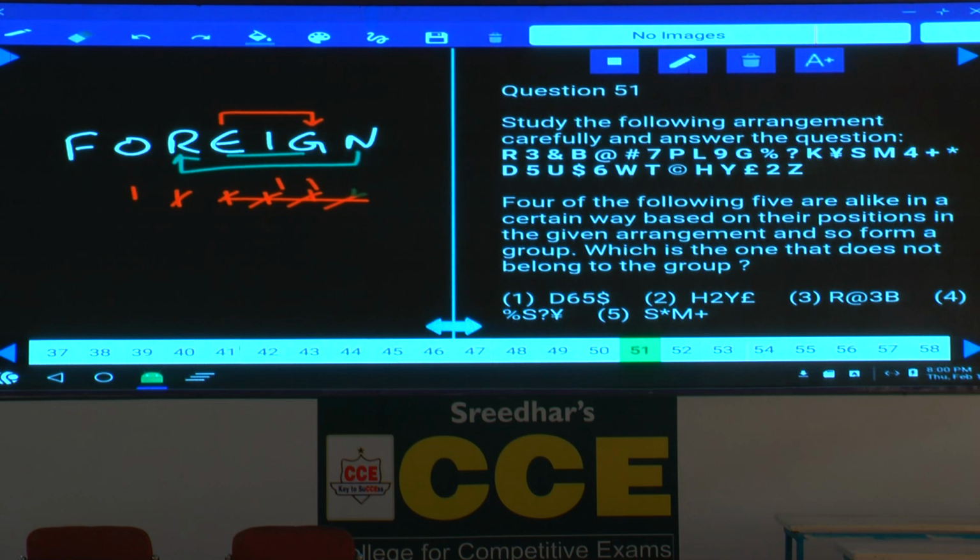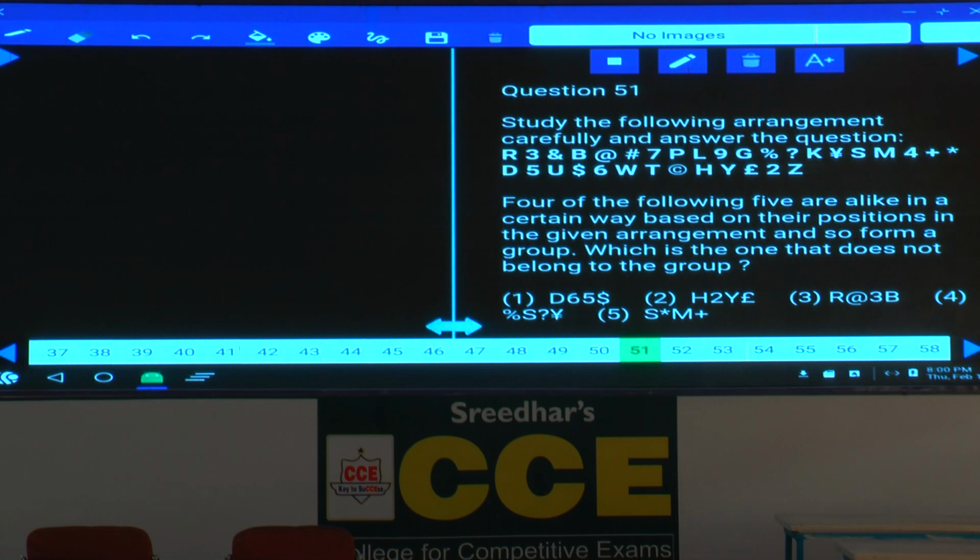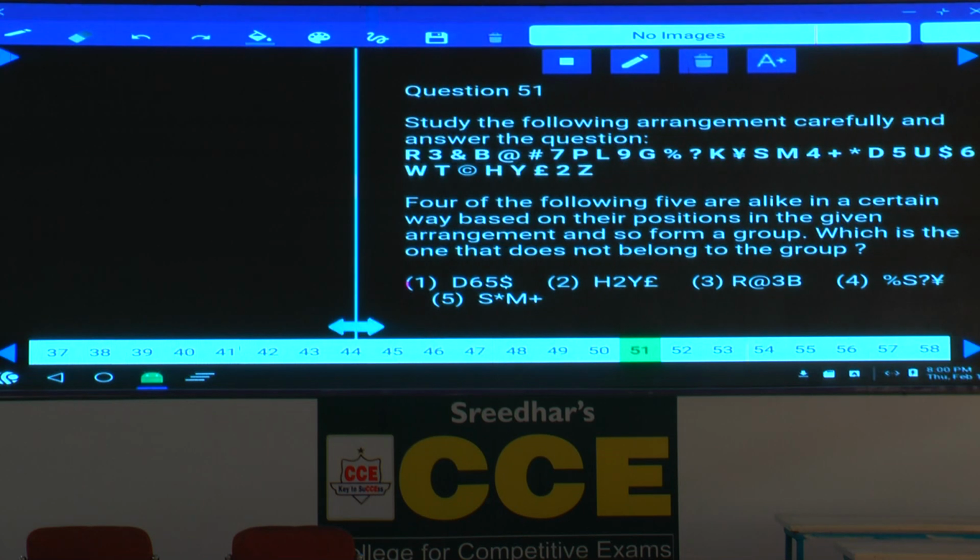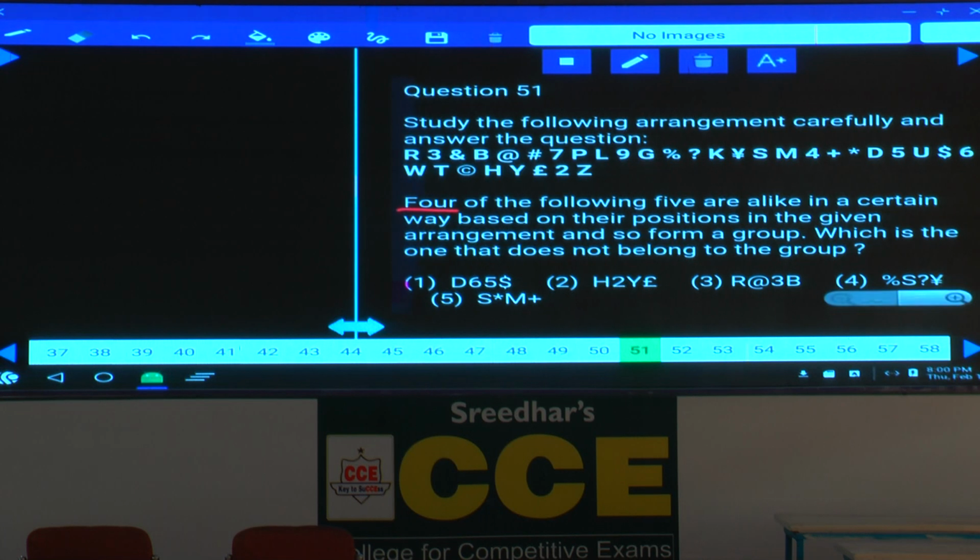Sequence of number, letter and symbol. Then in this one, question number 51. Four of the following five are alike in a certain way, and hence form a group; find the one which does not belong to that. Whenever you come across this, four of the following, it is nothing but an odd man out. No need to read the entire information, this is sheer waste of your time. And four out of the following means odd man out.